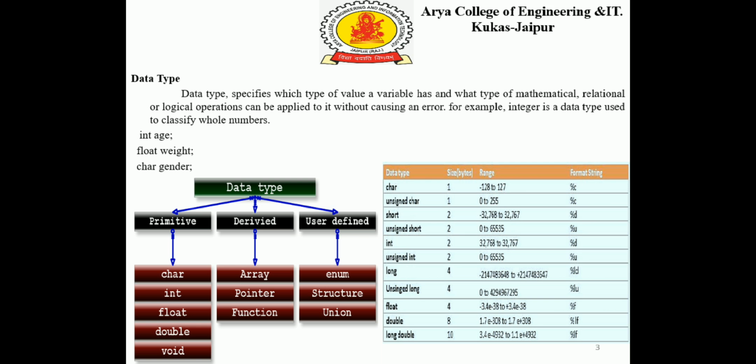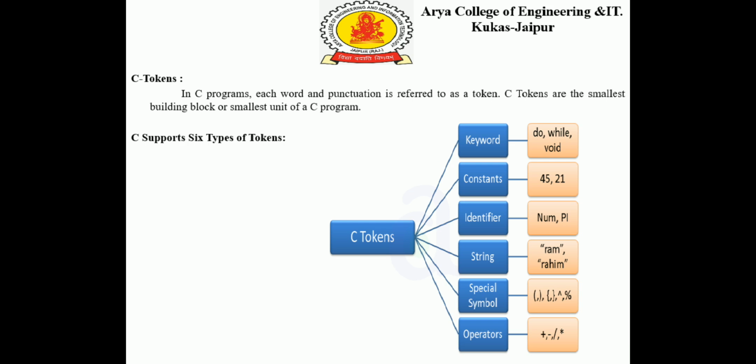Means the user defined data type will have different data types but will be having a similar type of data in them. For example, enumerated data type, structured data type, and union data type. Next, we can see different data types along with their storing size in terms of bytes, their range of values, and the formatting string that we are using in the scanf statement to take input from the user.